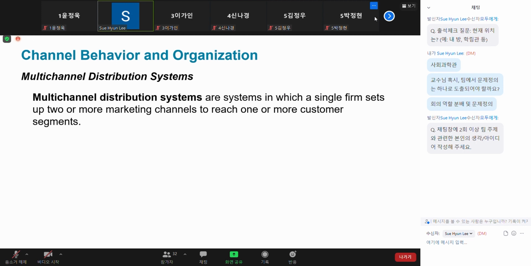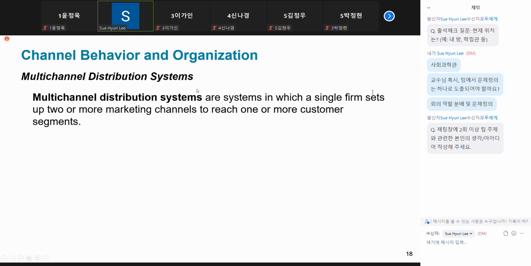In the past, many companies used a single channel to sell to a single market or market segment because it was really simple at that time. These days, almost every large company and many small ones distribute through this multi-channel distribution system.